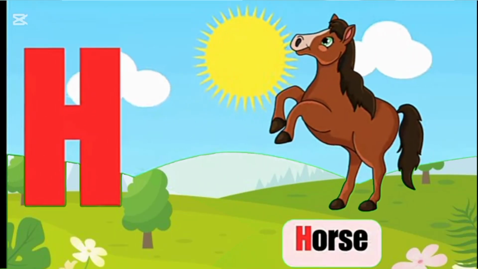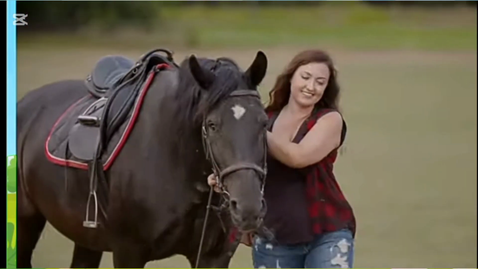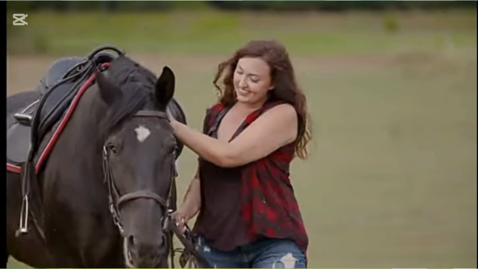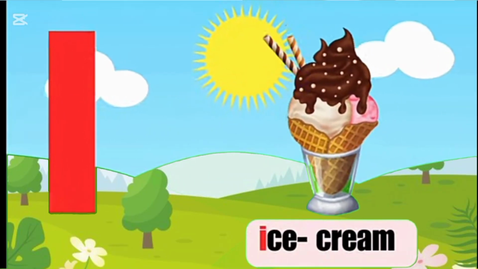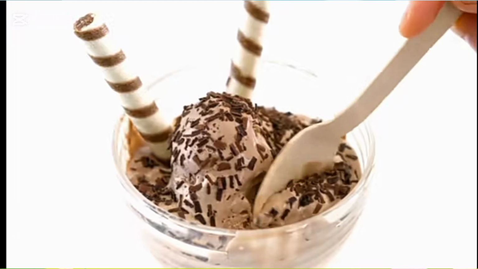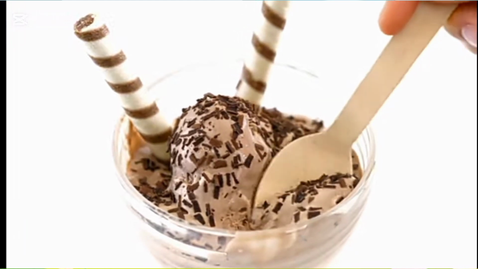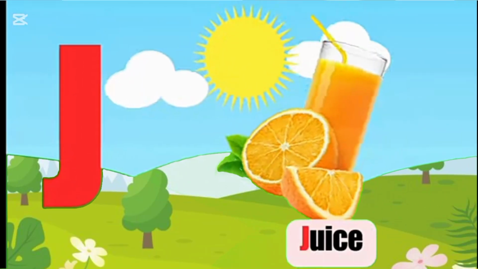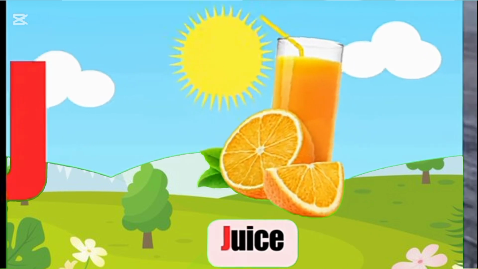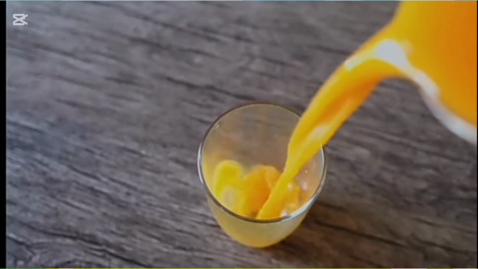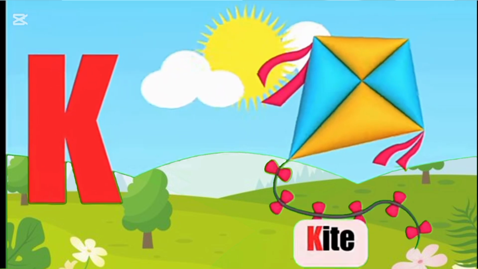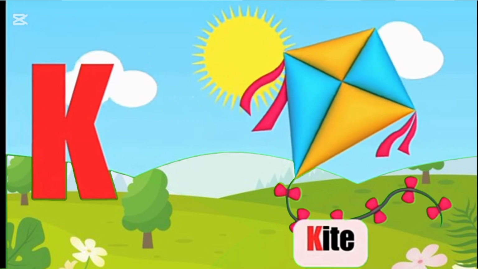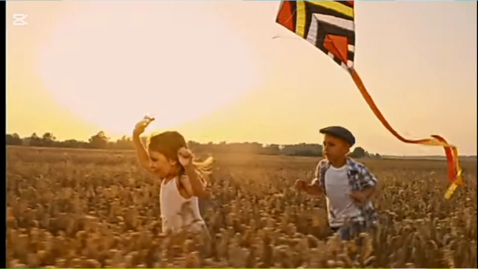H. H for horse. Horse, horse. I for ice cream. Ice cream, ice cream. J. J for juice. Juice, juice. K. K for kite. Kite, kite.